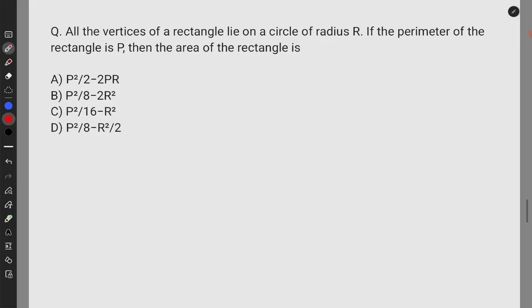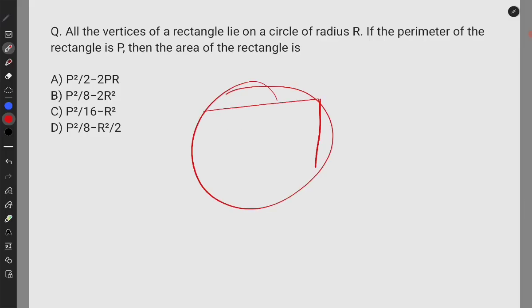All the vertices of a rectangle lie on a circle of radius R, something like this. If the perimeter of the rectangle is P, so let's say the sides are L and B. So 2 times (L plus B) is equal to P, and L plus B will be equal to what? P by 2.